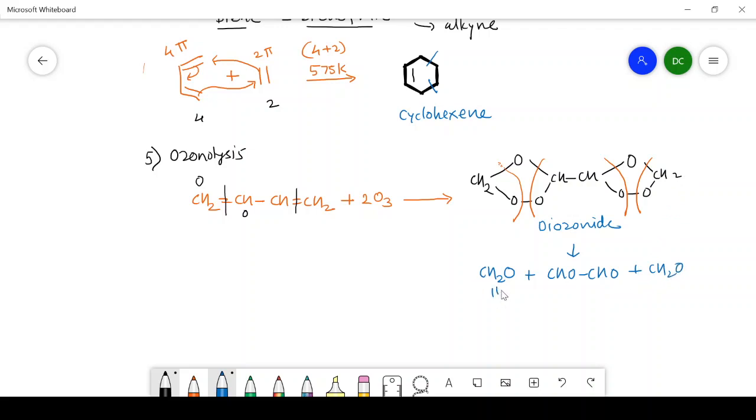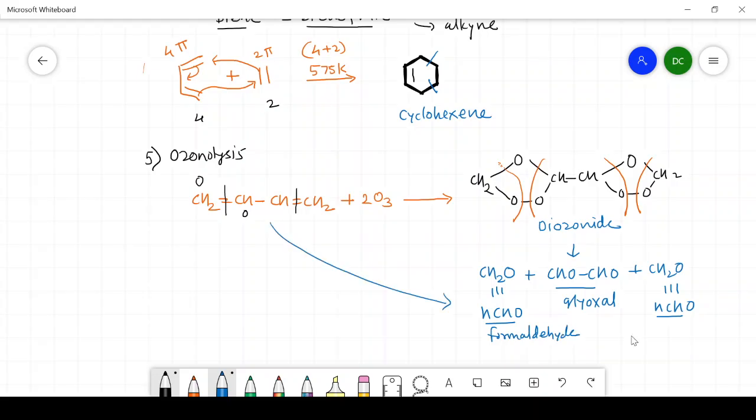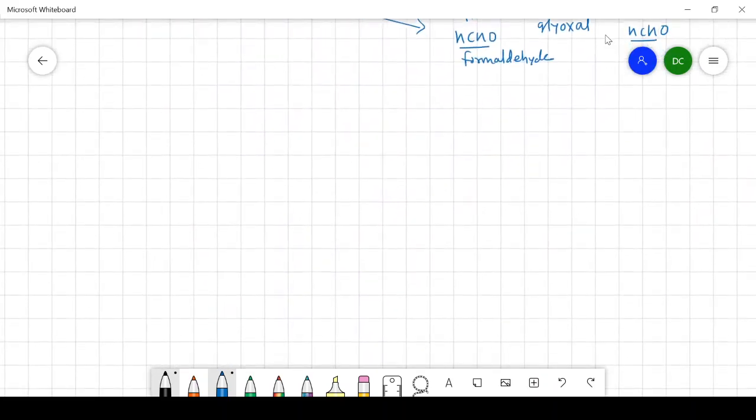This CH2O is nothing but HCHO, and this CH2O is also HCHO. In this way, in this reaction, we get two molecules of formaldehyde and one molecule of glyoxal. The name of this compound is glyoxal. The name of this compound is formaldehyde.